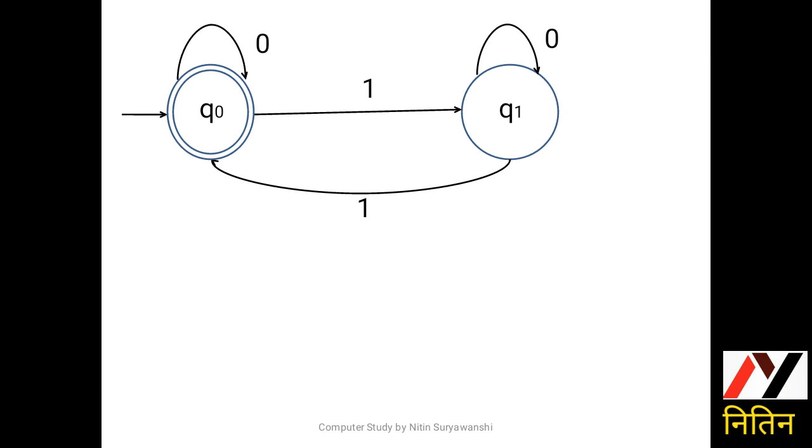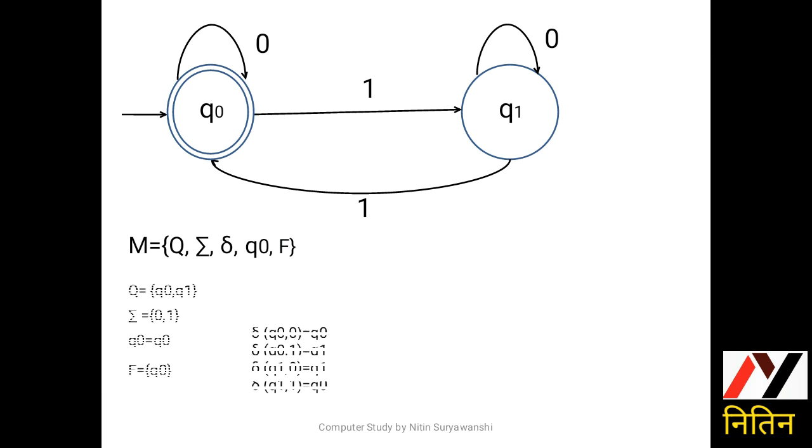So let us consider how to write the 5 tuples for the machine. So these are the 5 tuples: Q, sigma, delta, Q0 and F. Then Q is nothing but Q0 and Q1, the set of states, which is non-empty. Then the input symbols sigma are 0, 1. Then Q0 is the initial state, and F denotes the final state, that is Q0 itself.